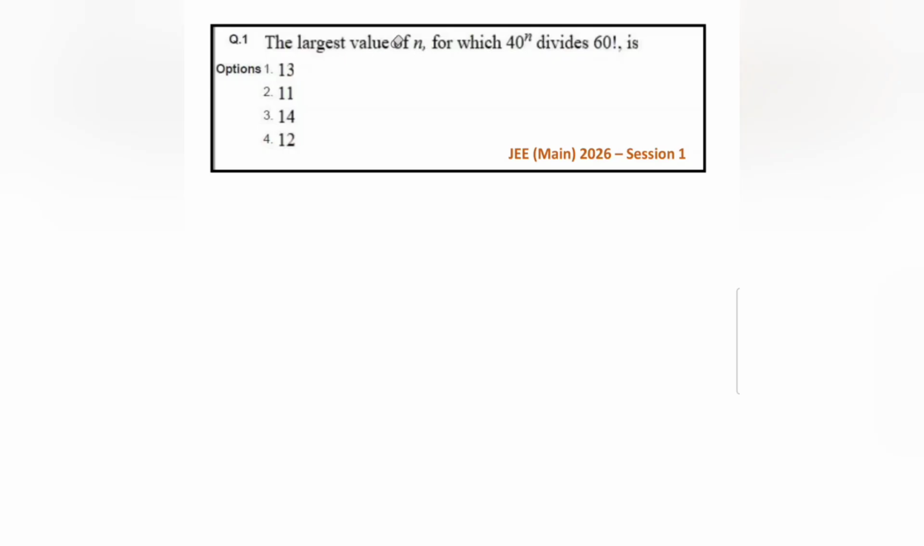Here we want the largest value of n for which 40 to the power n divides 60 factorial. So a very important thing here is, please remember 40 is not a prime number, so we have to convert it into primes. So 40 is nothing but 2 cube into 5. So we need to find out the highest power of 2 cube and the highest power of 5.